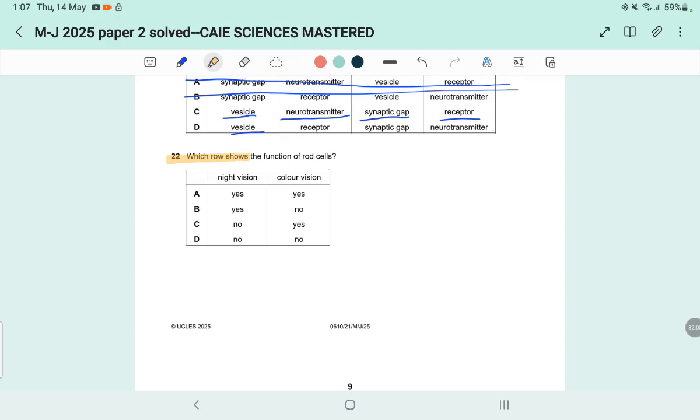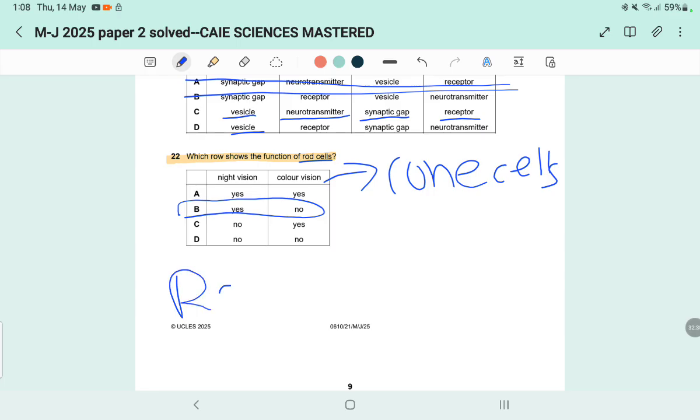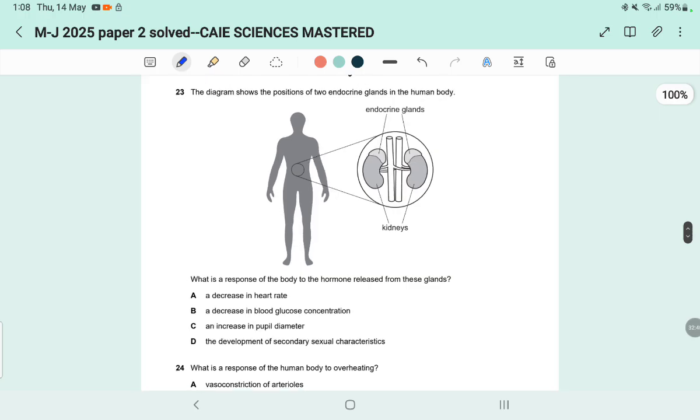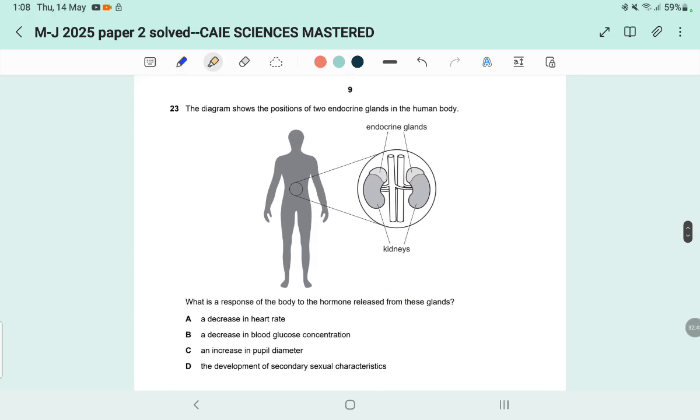Which row shows the function of rod cells? So we have two types of cells, rods and cones. Cones are used for color vision, an information that you need to know at all times. But here in the question he was specific, he told you rod cells. So the answer is B, because color vision is used by cone cells, but rod cells are for night vision. I hope that question is really clear, because it's really easy, nothing to worry about.